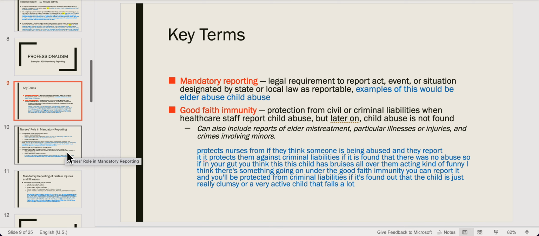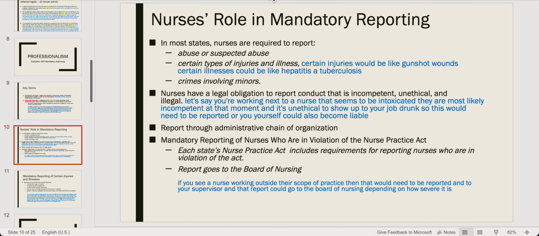So if in your gut you think this child has bruises all over them, acting kind of funny, and I think there's something going on, under the good faith immunity you can report it and you'll be protected from criminal liabilities if it's found out that the child is just really clumsy or a very active child that falls a lot.